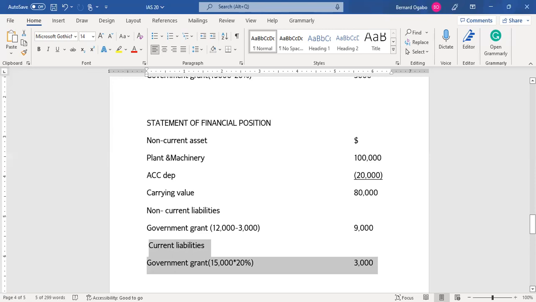So that is really how to look at government grant, both revenue grant and capital grant. And under capital grant, we have two methods. Under revenue grant, we have two approaches, and either of them is completely accepted by the examiners. I hope this is concise, explainable, and simple for you to understand.